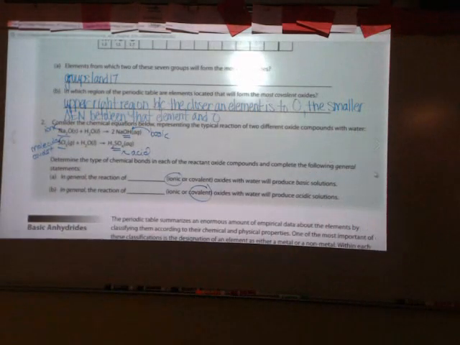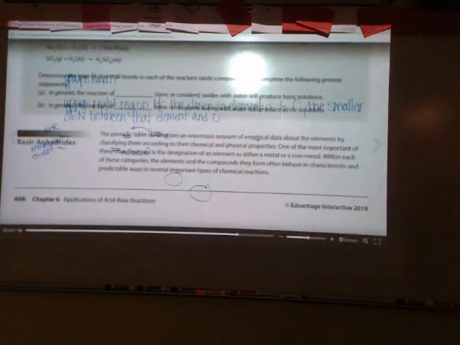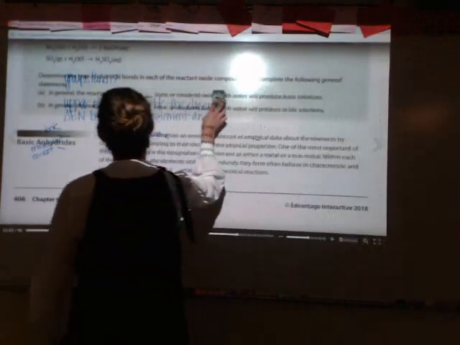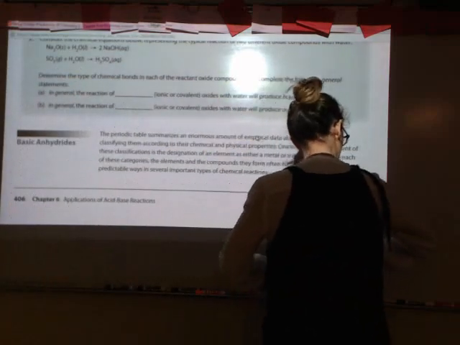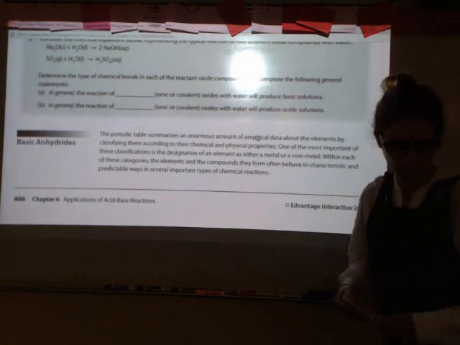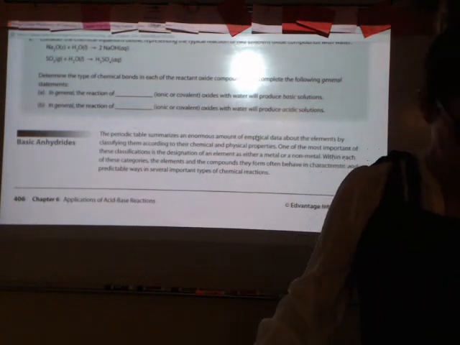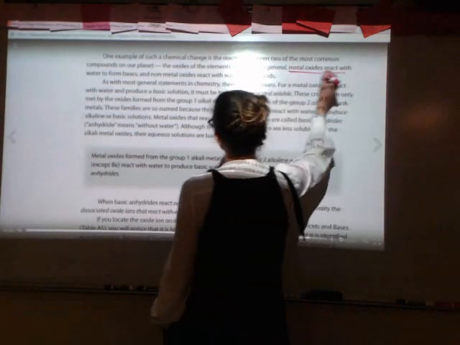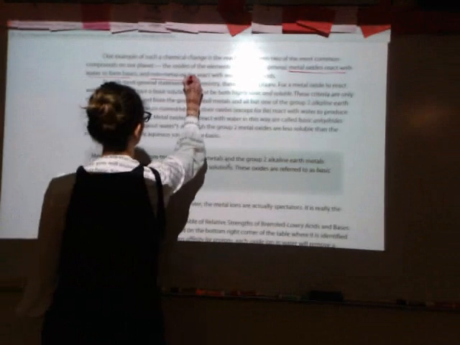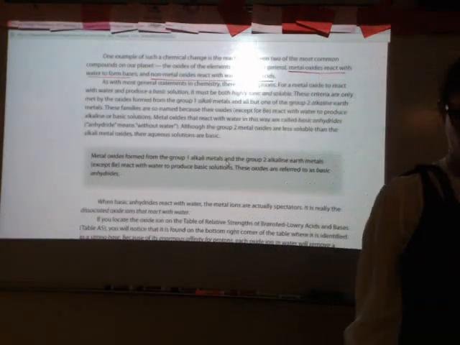So let's go on to basic anhydrides here. For basic anhydrides, in general, metal oxides are going to react with water to form bases. That's on the next page. Let's just take this over here. Metal oxides react with water to form bases, and non-metal oxides react with water to form acids.